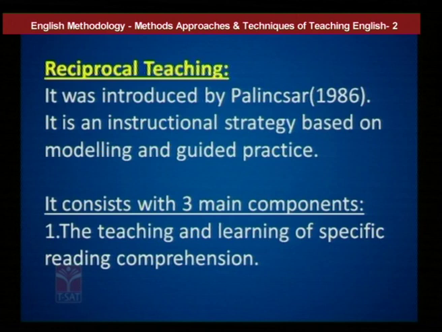Next one is reciprocal teaching. In this reciprocal teaching, it was introduced by Palinsky in the year 1986.